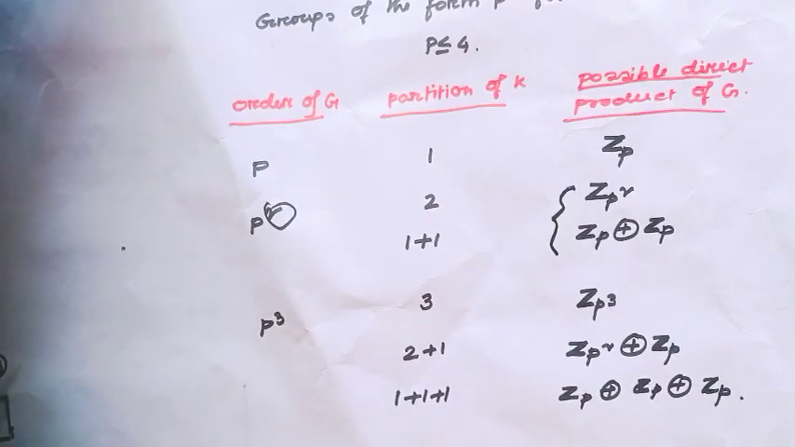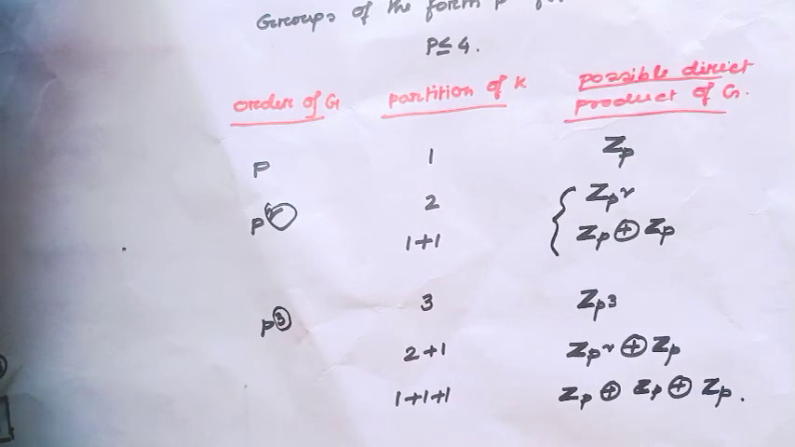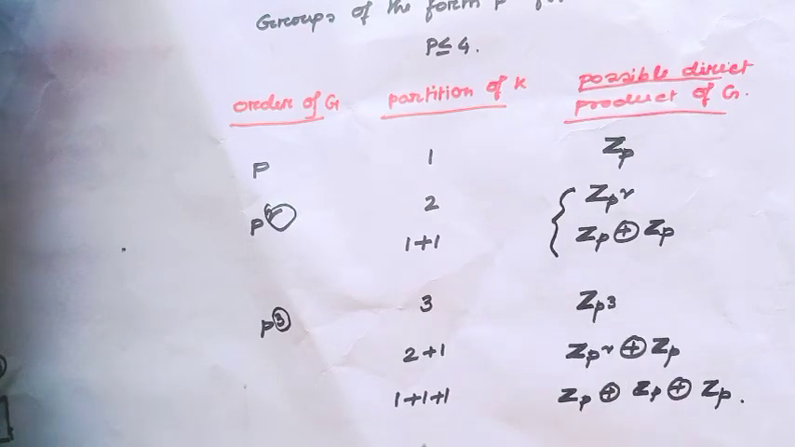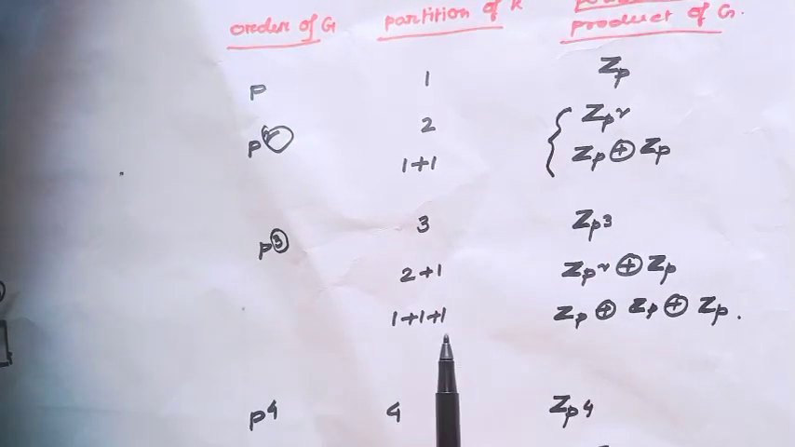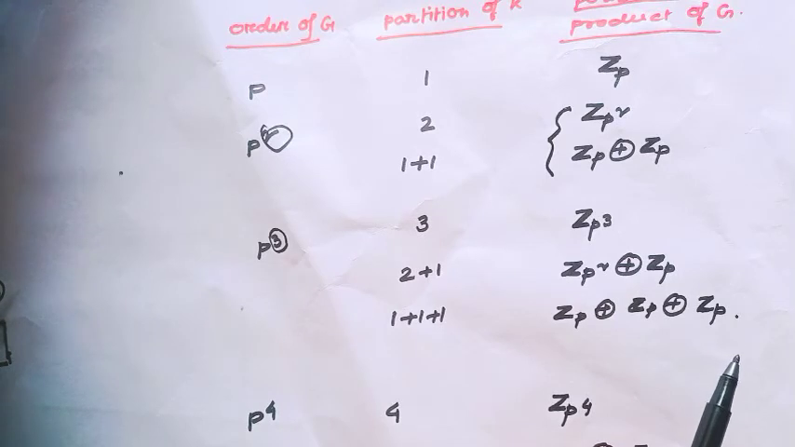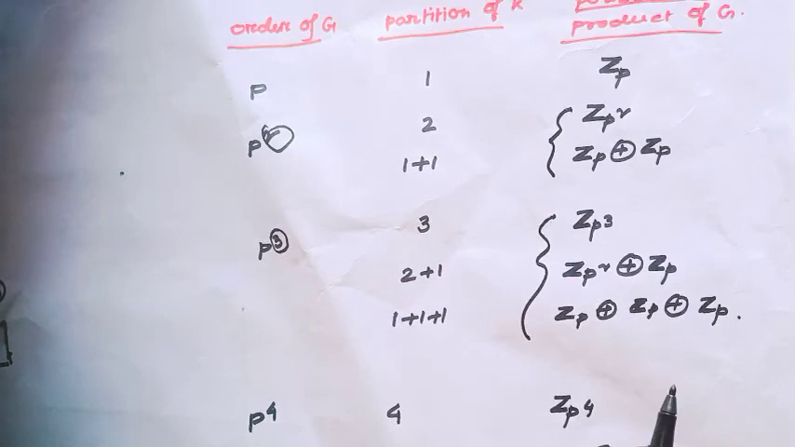Similarly, order p cube, here the k is 3, then partition this 3, at first 3, then it gives Zp cube, other 2 plus 1, then it gives Zp square direct product Zp, and other is 1 plus 1 plus 1, and this gives the group Zp direct product Zp direct product Zp. That means there exist 3 possible groups of order p cube.